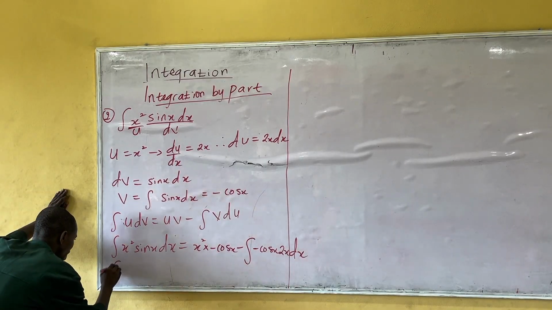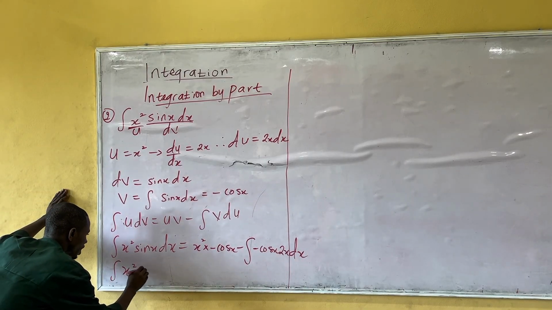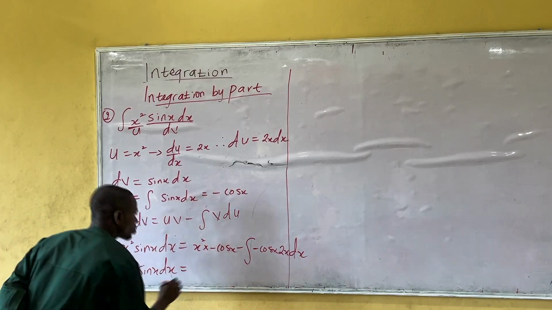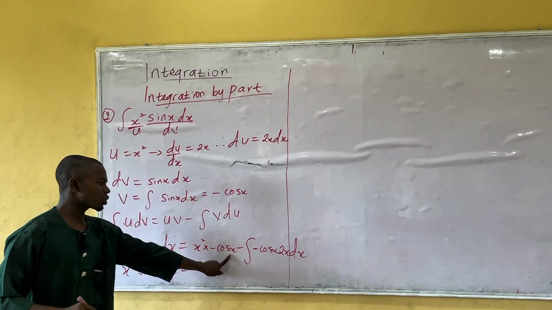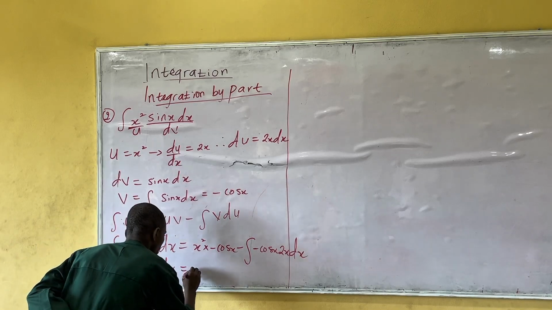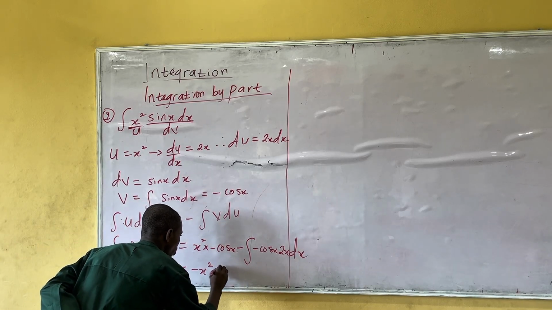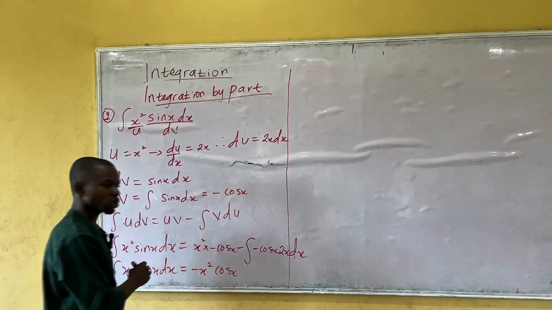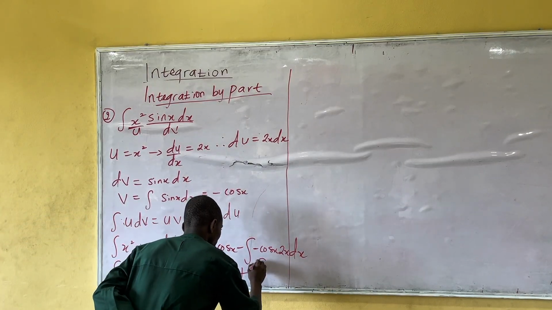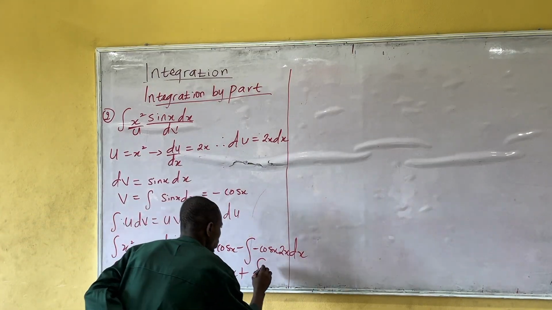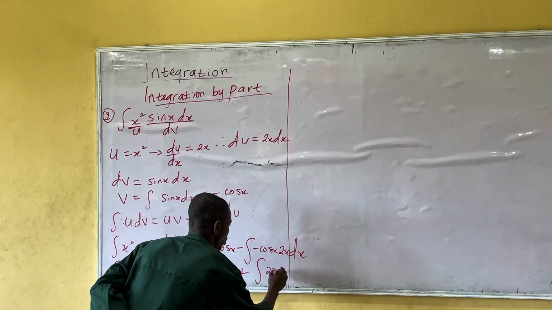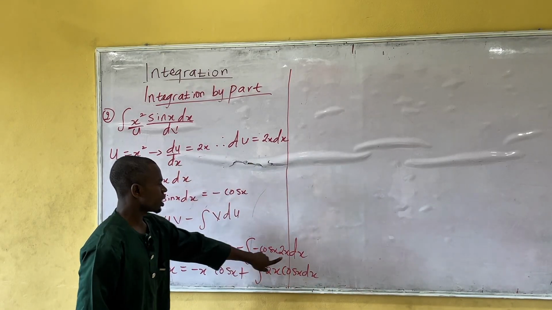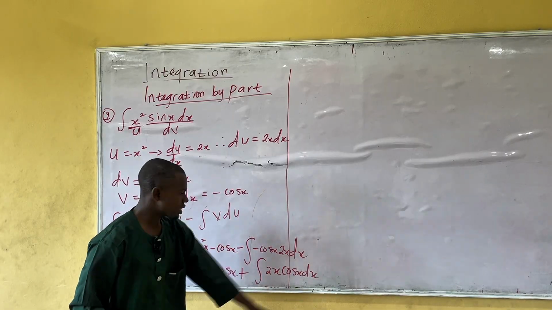It will now be the integral of x squared sine x dx is equal to x squared times minus cos x, which gives minus x squared cos x. Minus is here, minus is here, minus times minus is plus. Plus the integral of 2x cos x dx, because it can be cos x times 2x or 2x cos x dx.